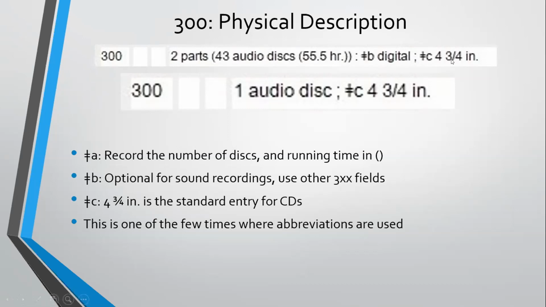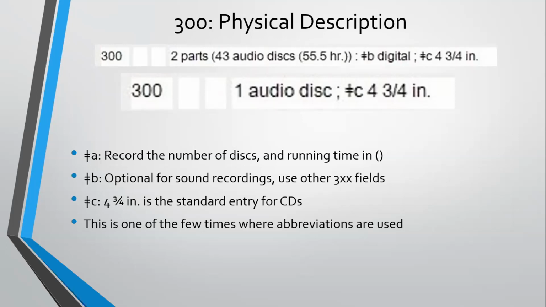So now subfield C for our dimensions. You'll notice that this is different from books because we're measuring not the container here, but the disc itself in the case of audio discs. And so 4 3/4 inches is going to be the standard measurement for CDs, but there are different options here for different size discs that you may come across.